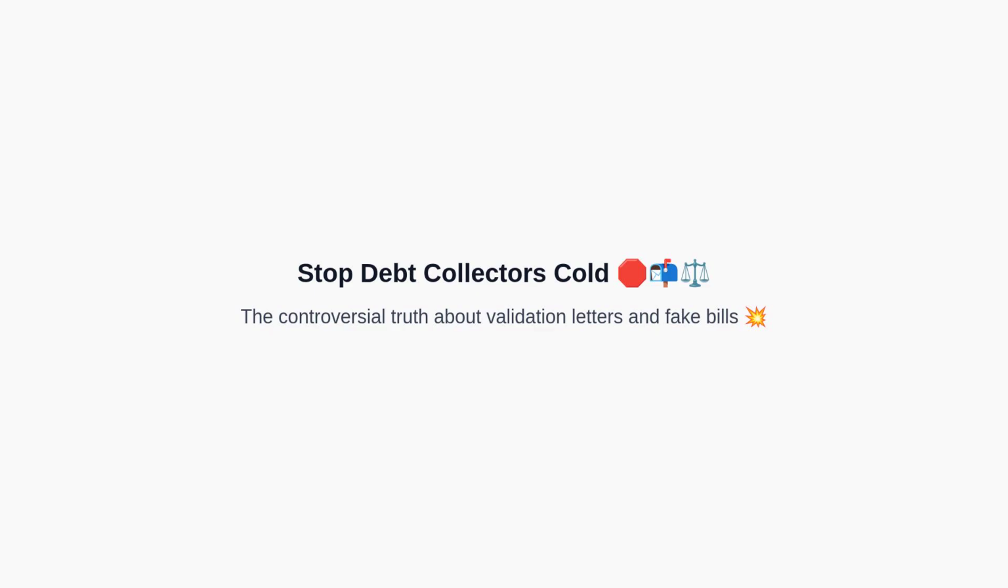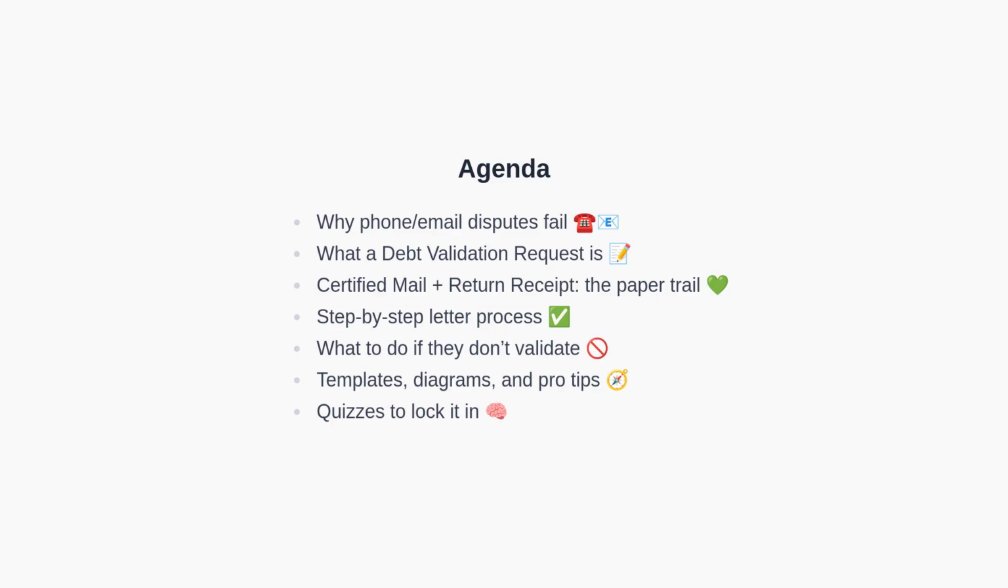Let's begin. Here's our roadmap. First, we'll define the problem and why phone and email tend to fail. Next, we'll explain the debt validation request and why certified mail with return receipt is critical. Then, we'll walk through a step-by-step process, cover what to do if they do not validate, and share a template and diagrams. Finally, we'll test your knowledge with quick quizzes and wrap up with key points.